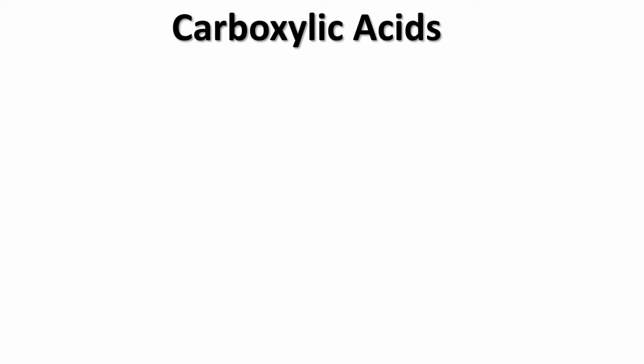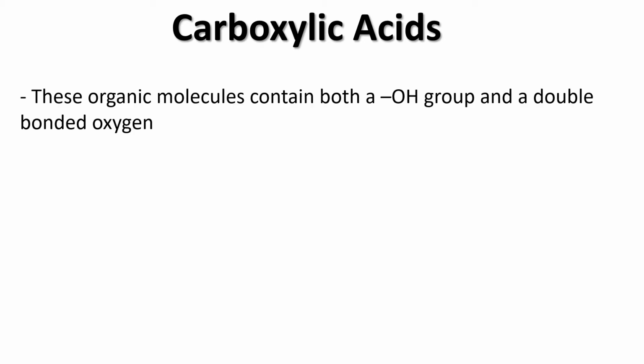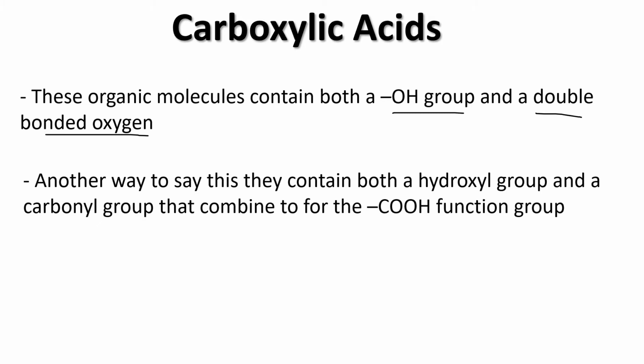Let's take a look at some carboxylic acids here. These are organic molecules that contain two things. They've got an OH and they have a double bonded oxygen, and that's bonded to a carbon. Another way to say that is that they have both the hydroxyl group and a carbonyl group, plus a carbon, and they combine to make this COOH functional group, which is just at the end of the molecule.